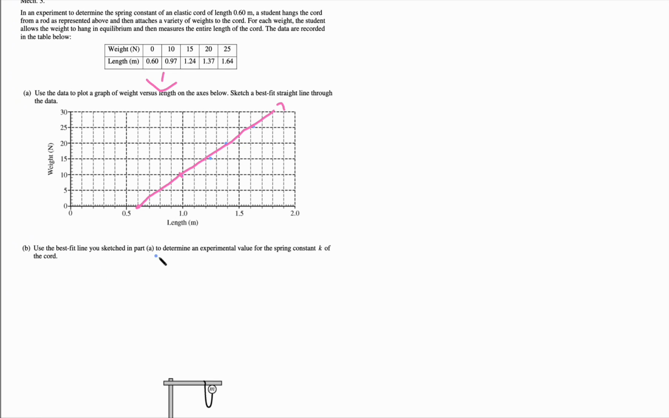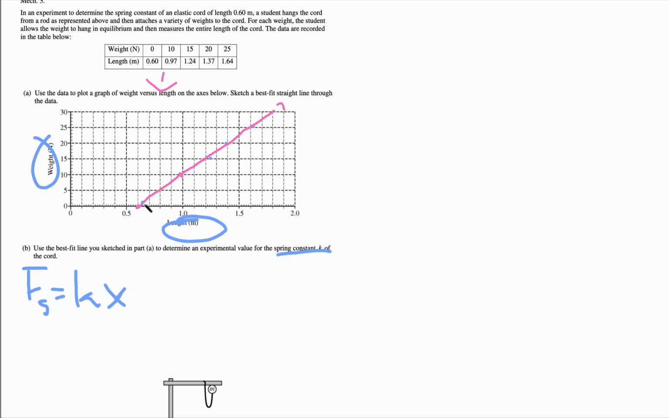Use the best line you sketched in part A to determine the experimental value for the spring constant k of the cord. We're looking at a force and we're looking at a length. In this type of graph, your slope will be your spring constant, but if you want an equation to explain why, this might look a little familiar. This is force, spring constant, displacement. Displacement is not cord length or length of spring.